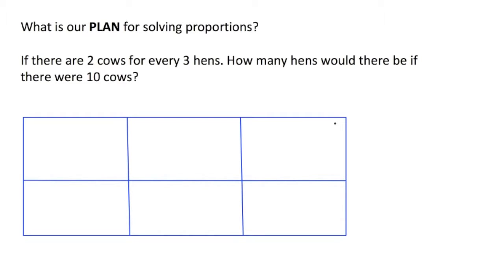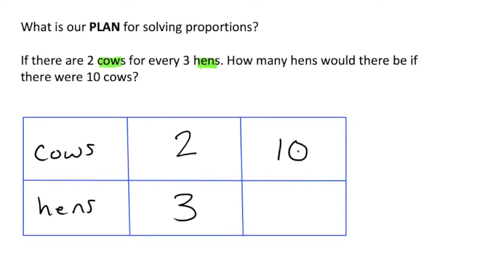Let's take a look at our plan. So, looking at the question, if there are 2 cows for every 3 hens, then how many hens would there be if there are 10 cows? Well, what I like to do is make a simple table like this, 3 by 2. The first word they give us is cows, and the second is hens. So let's put cows on top and hens on the bottom, just to keep everything straight and organized. So there's 2 cows and 3 hens. So how many hens would there be if there were 10 cows? They tell us there's 10 cows, so our variable is going to be down here with the hens.